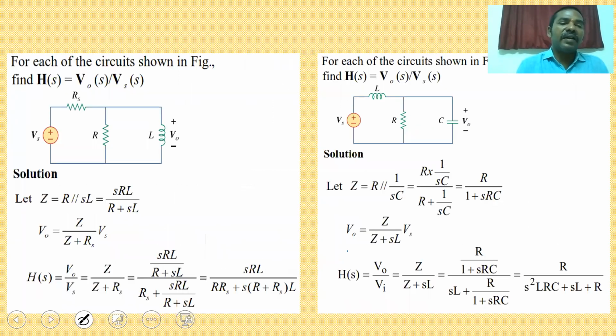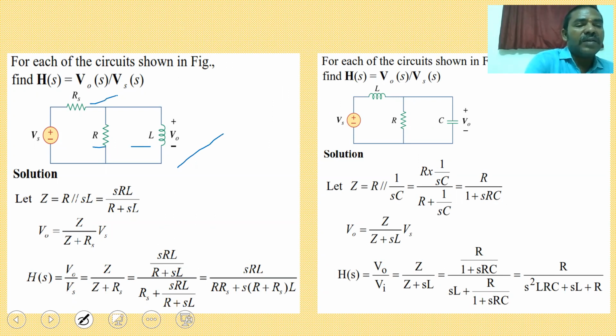So here they are given a circuit. So we have to go for the transfer function H(s), that is V0(s) by Vs(s). The resistance and inductance are connected in parallel and it is connected in series with the Rs.